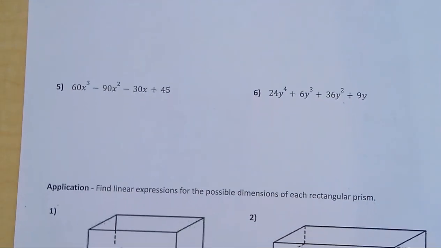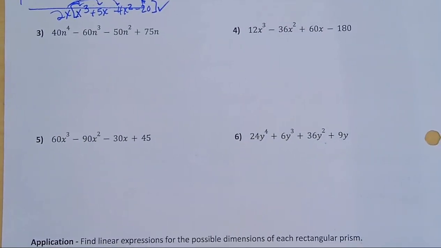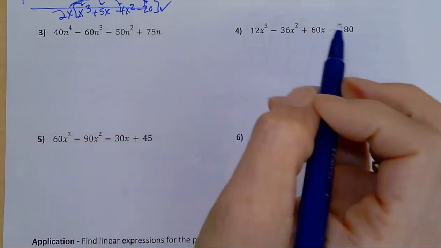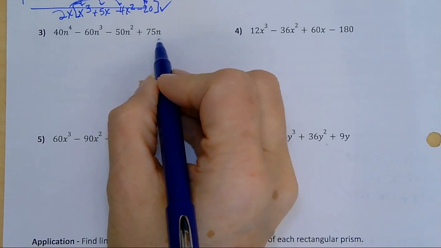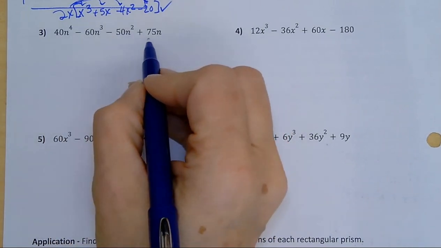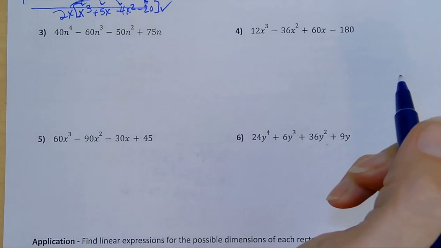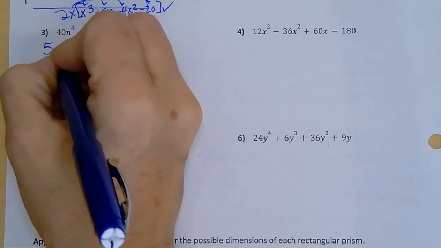All right, definitely you're trying these, right? You're trying these on your own and then checking your work. Okay, 40n to the fourth minus 60n cubed minus 50n squared plus 75n. I'm certainly pulling an n. I'm certainly at least pulling a 5. Can I do 25? No, I really can't. So can I do 15? No. All right, I'm going to pull 5n out.